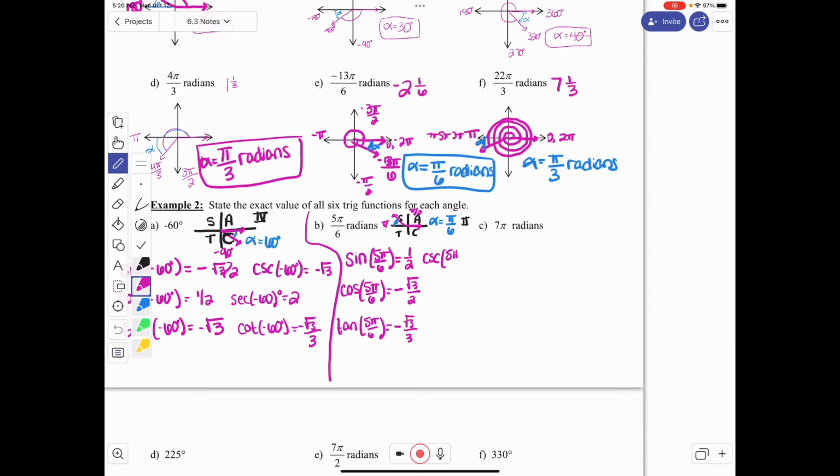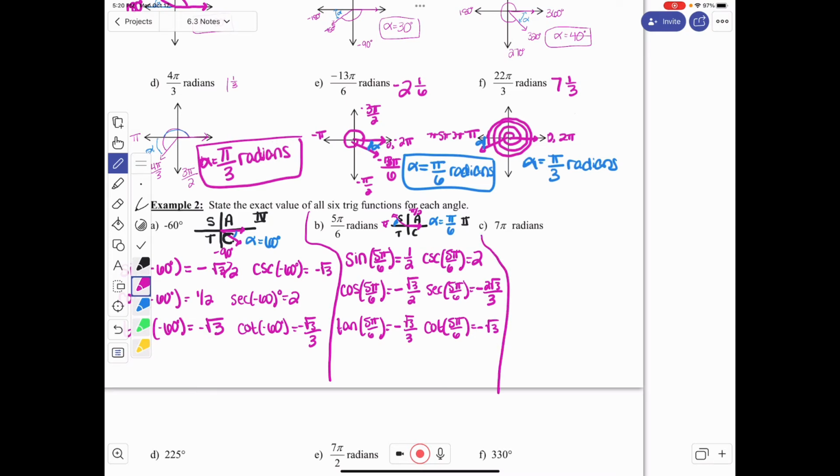Cosecant of 5 pi over 6 is going to be a positive 2. Secant of 5 pi over 6, and I know this has to be a negative, so it's going to be negative 2 square root of 3 over 3. And cotangent of 5 pi over 6, it's also going to be negative square root of 3.